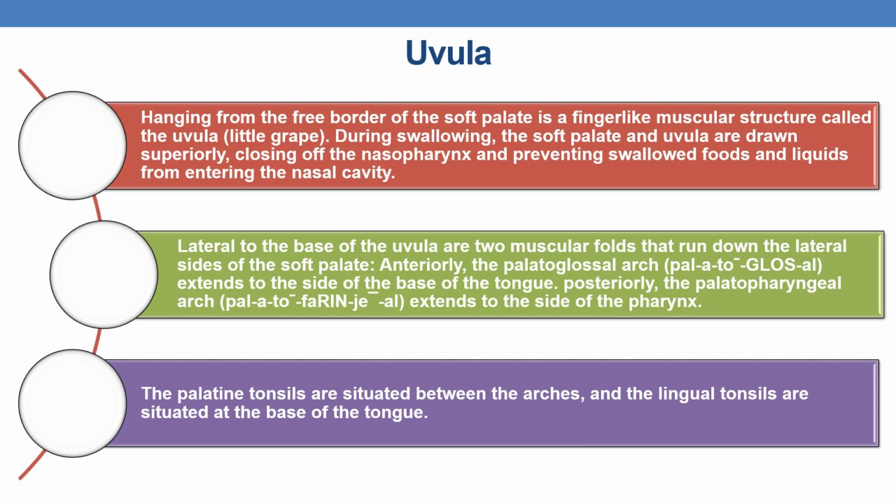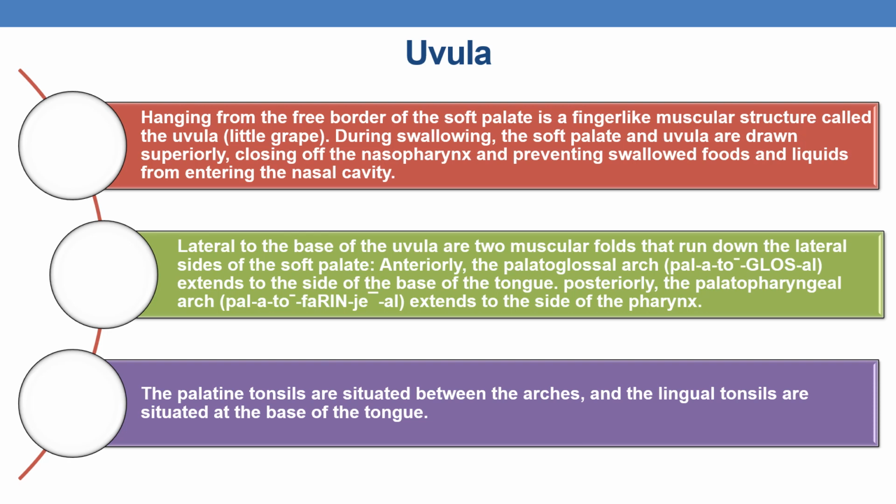Next, coming to uvula. Hanging from the free border of the soft palate is a finger-like muscular structure called uvula. Uvula means little grape.